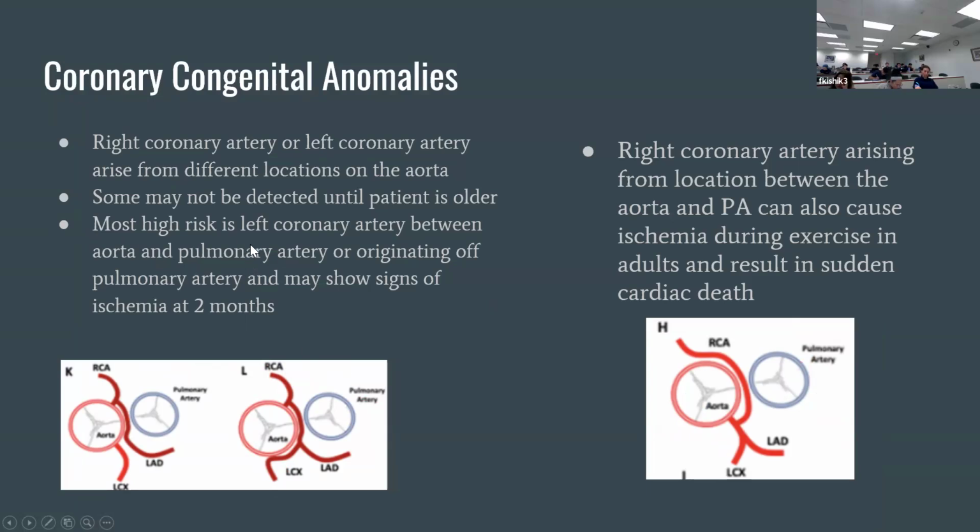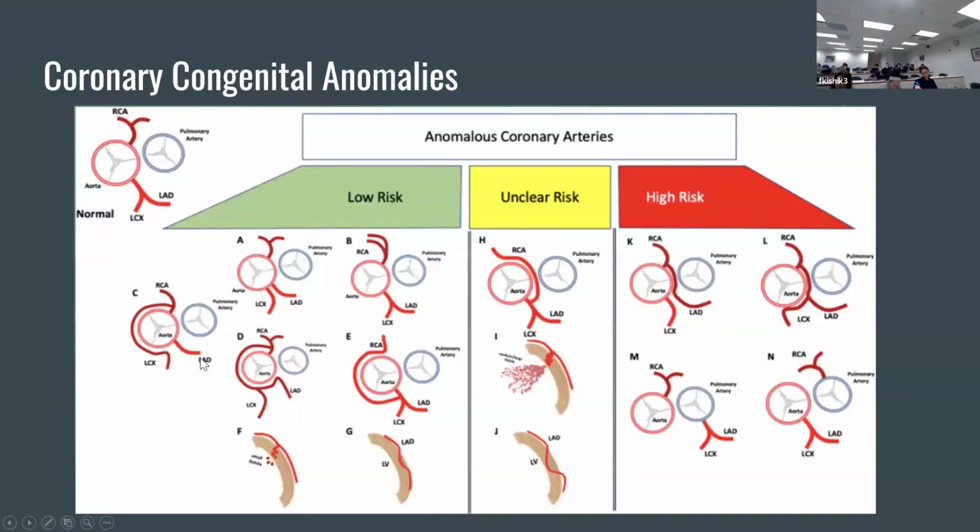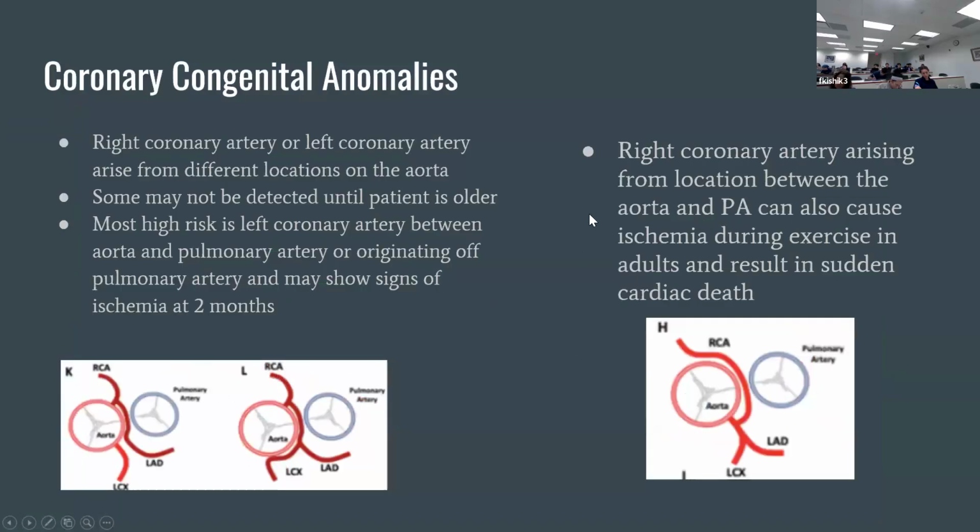So the most high risk one is the left coronary artery between the aorta and pulmonary artery, or originating off the pulmonary artery. They may show signs of ischemia at 2 months old with these. The other ones may show up incidentally, like we said. A right coronary artery arising from the location between the aorta and the pulmonary artery can also cause ischemia during exercise and result in sudden cardiac death. So anything between the aorta and pulmonary artery we don't like.